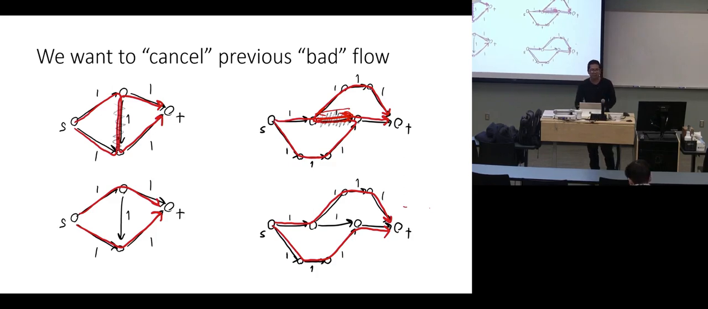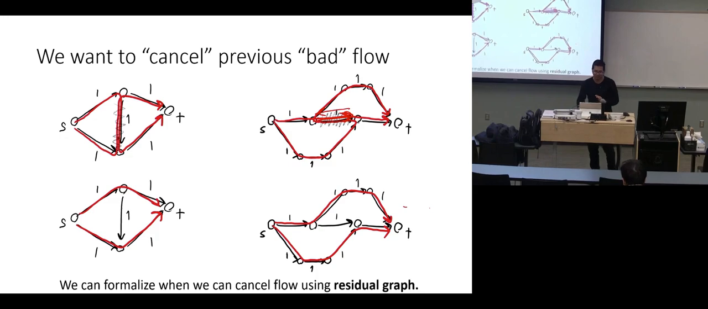So this is just an intuition slide, but the goal is that what we want to do is to formalize when we can cancel the flow that we previously made. And that concept will use something called the residual graph. Question: so in the residual graph, there's a graph going back from that? Yeah.